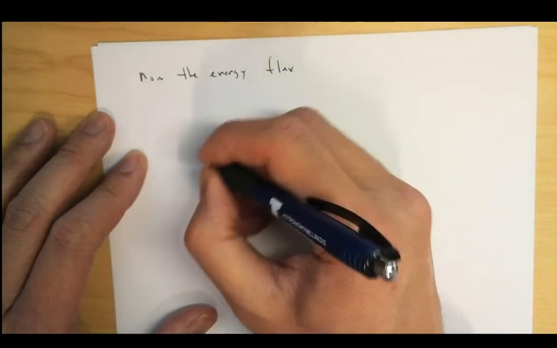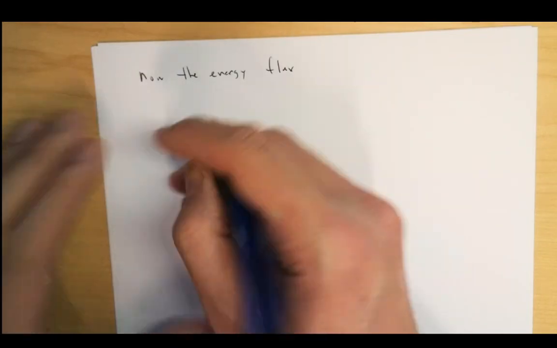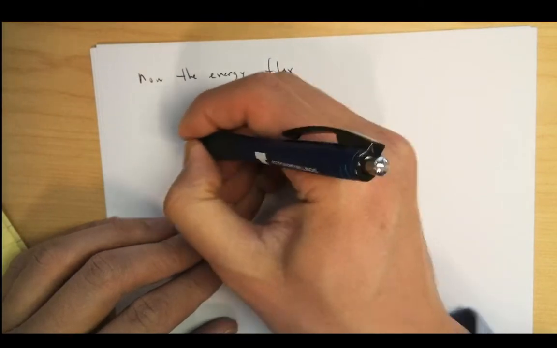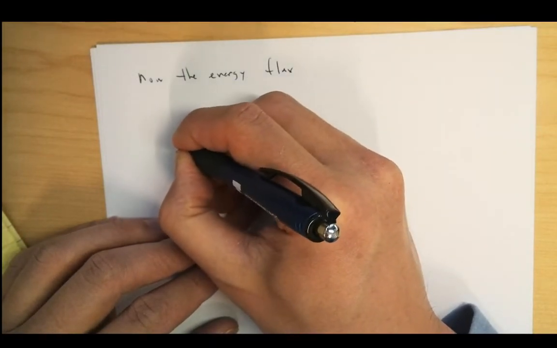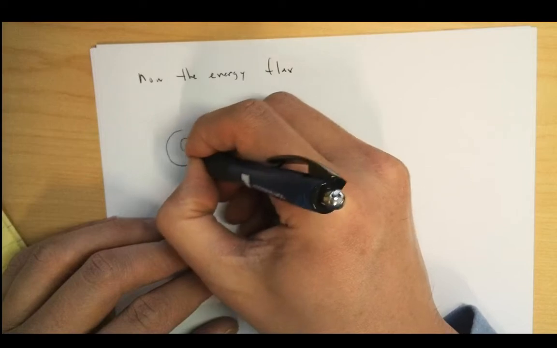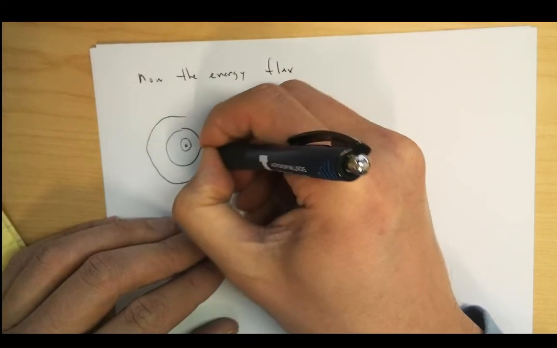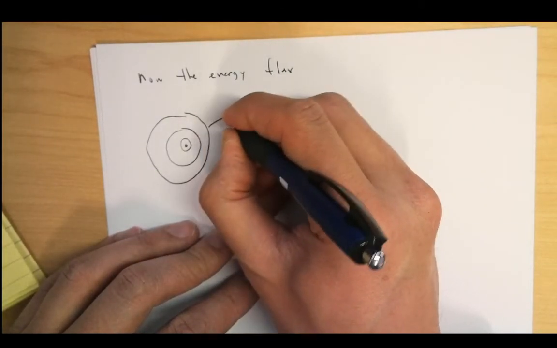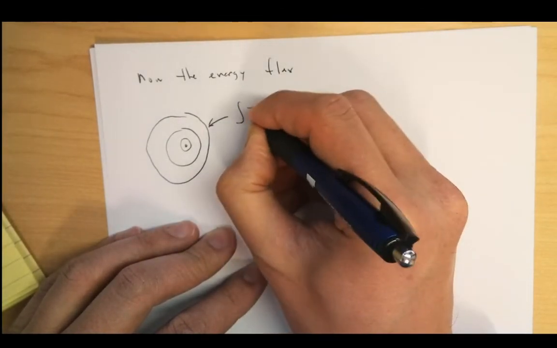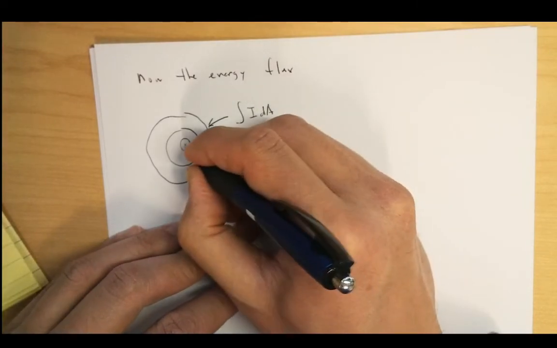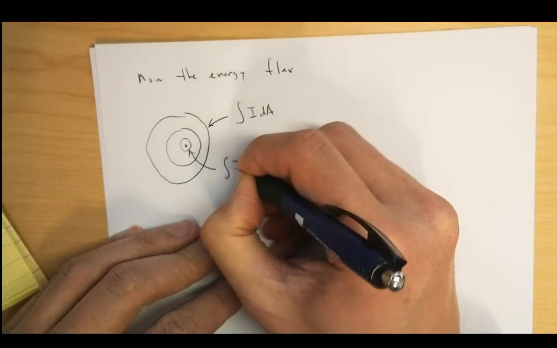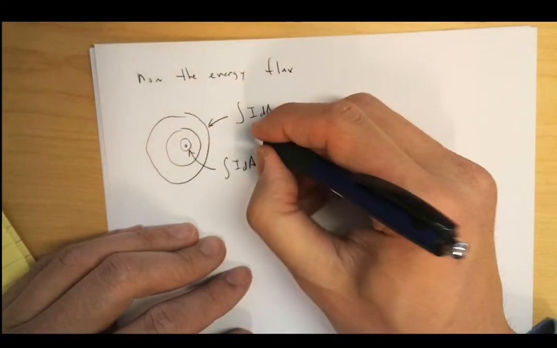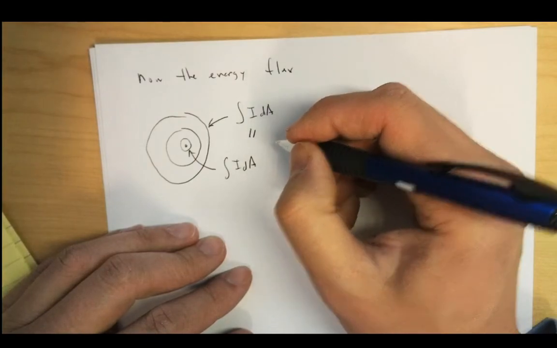Okay, so let me imagine I is just some intensity of some energy field radiating out from something. So let's imagine I have some energy field that's radiating out from some point source here, say the sun, for instance. I know that the flux going through here, I dA, and the flux going through here, integral I dA, if nothing's happening, nothing's absorbing this thing, these two have to be equal to each other.